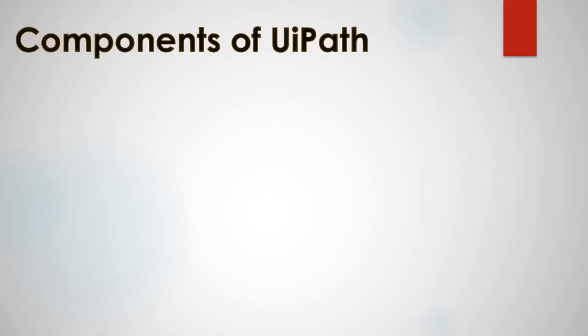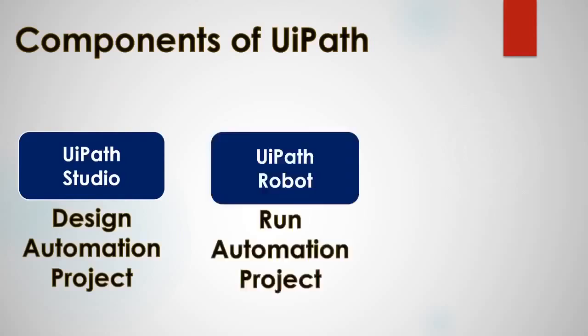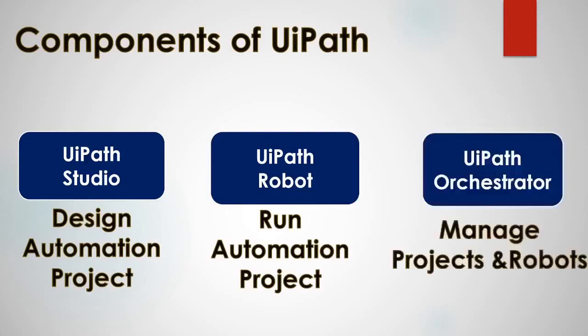So, UiPath has basically three components. First one is UiPath Studio, which is used to design automation projects. The second component of UiPath is UiPath Robot, which is used to run automation projects. And the third component is UiPath Orchestrator, which is used to manage projects and robots. So let's look into these components which we have installed in our system.